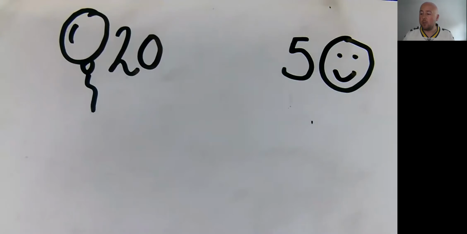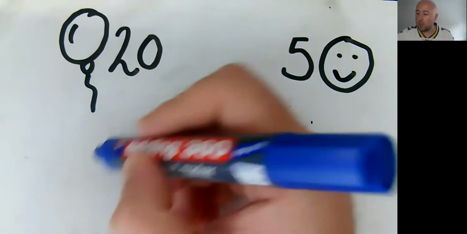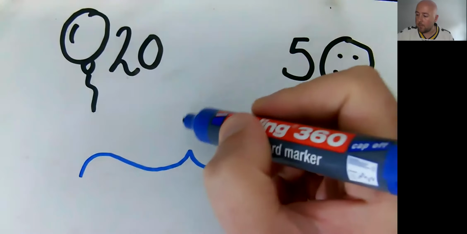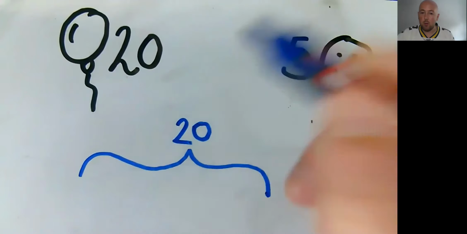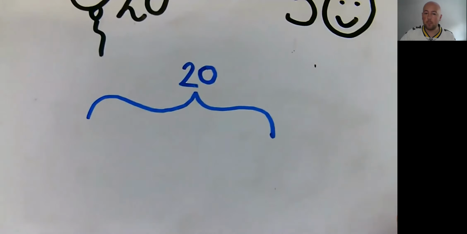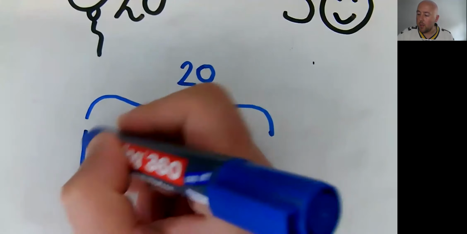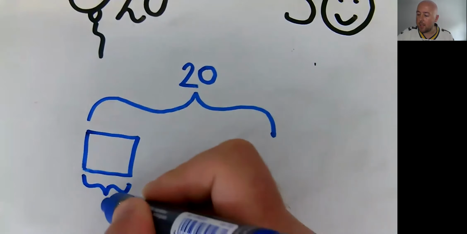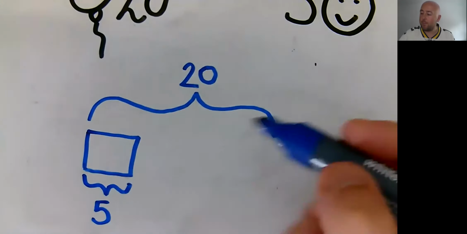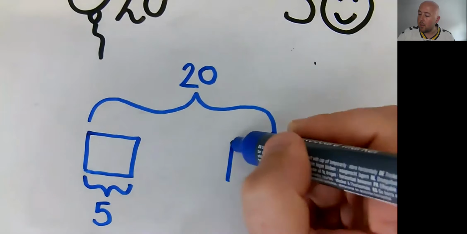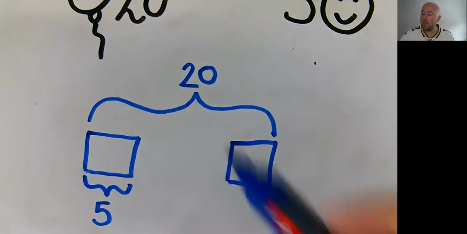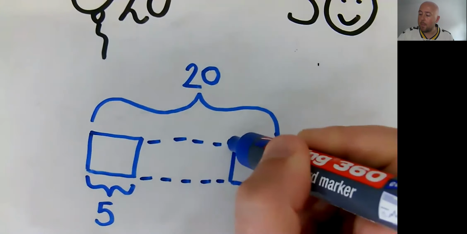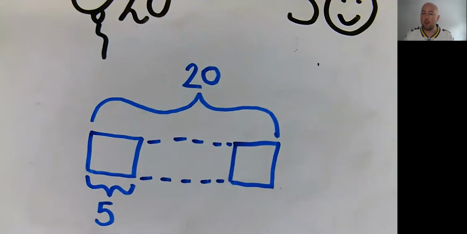So what you will have done is start with the total. We know there are 20 balloons. We know that each friend gets 5. We know that the number is finite. But we don't know how many friends there are.